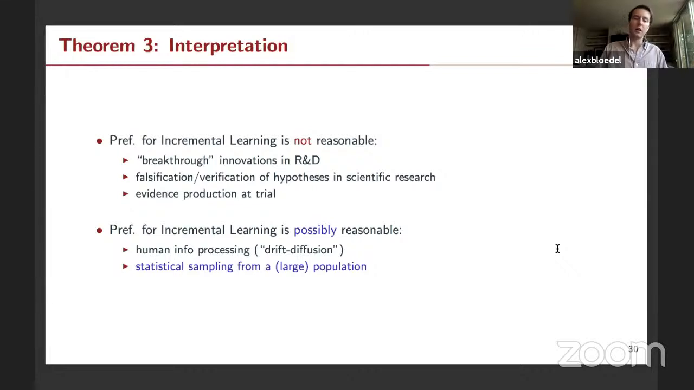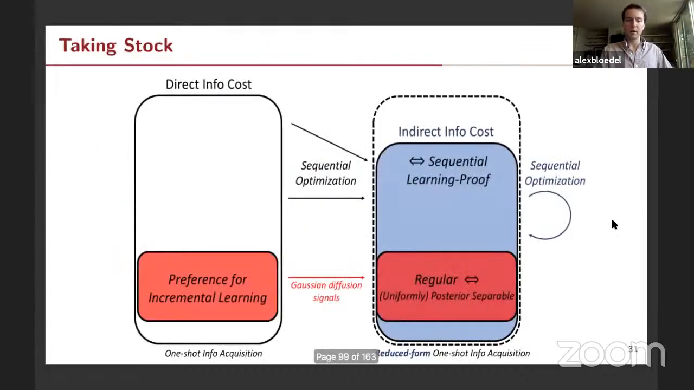On the other hand, it's possibly reasonable for settings of human information processing, because it's common for psychologists to model human cognition through what's called the drift diffusion model, which is basically as if people are processing information by observing these kinds of Gaussian diffusion signals. And it might also, with some caveats, be plausible in settings of statistical sampling from a large population where your sample size is very large, but the individual observations are very uninformative. Okay, so this is a pictorial summary of what I've said so far.